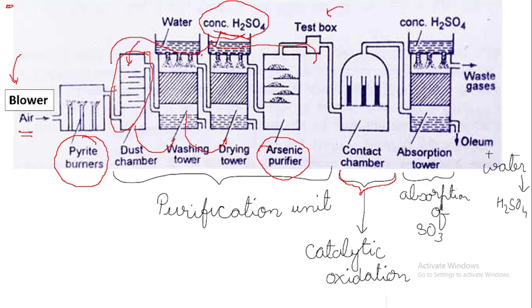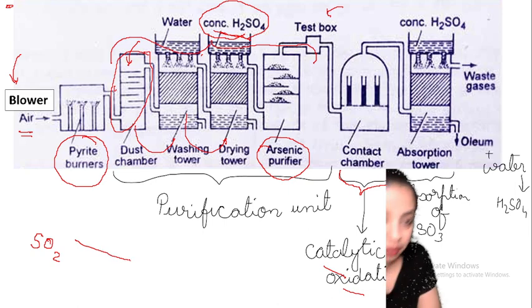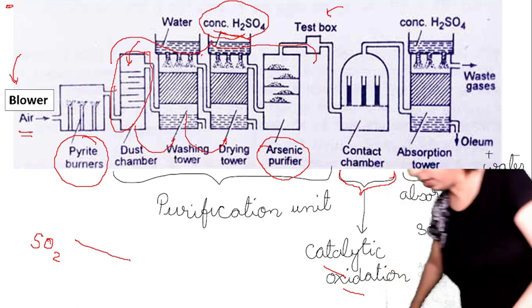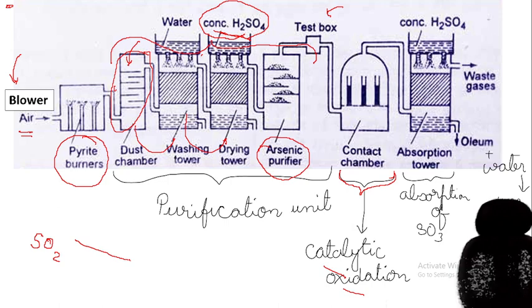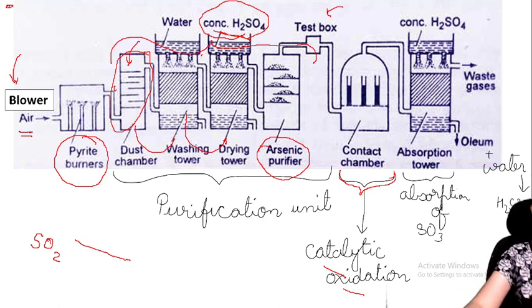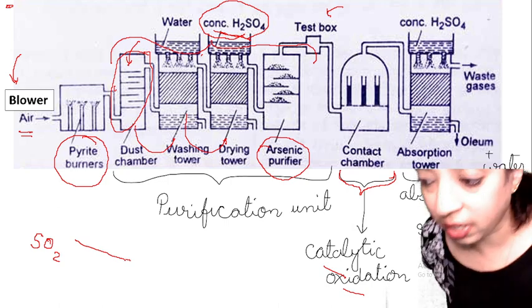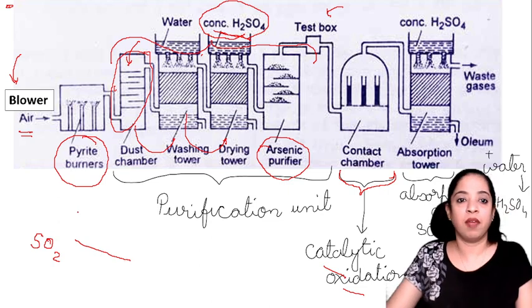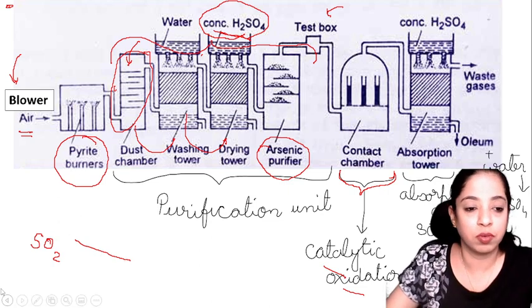Now the catalytic oxidation takes place. So in the contact chamber, what takes place? Catalytic oxidation. Why do we call it catalytic oxidation? Because see, I am writing here the reaction. SO2 is getting converted. Wait, I'll have to move again here a bit because I will not be able to write. Just a second. I will first write this and then I will move.